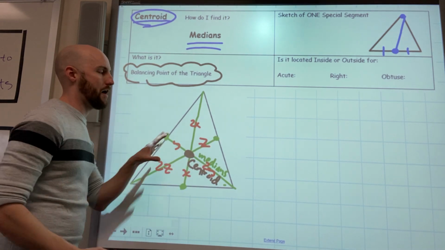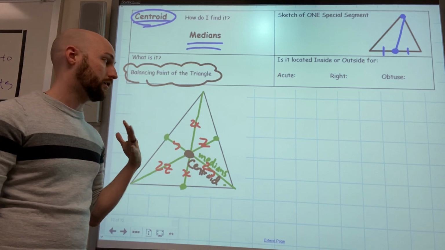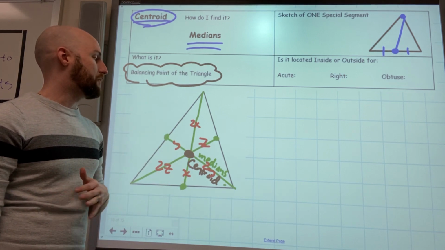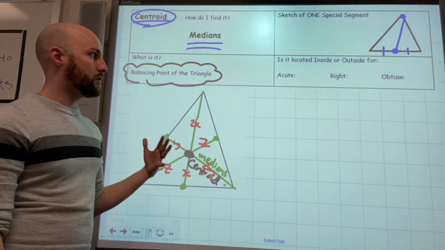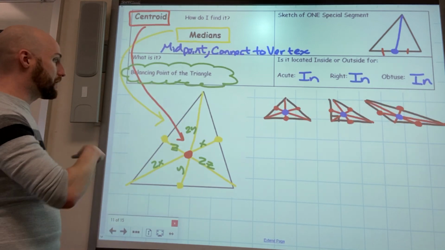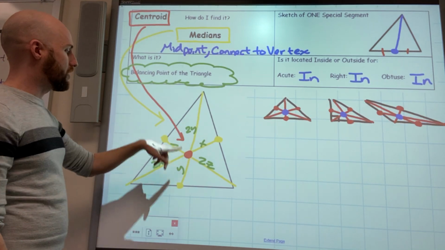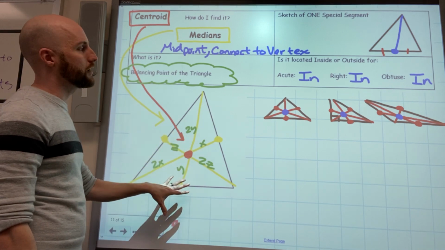And we'll get into that math and how we have to mess around with that, particularly in algebraic situations. But that is something I would write down that we know about it. Okay, so here's my completely filled out one. Again, it's the balancing point of the triangle. We've got those ratios that I talked about.